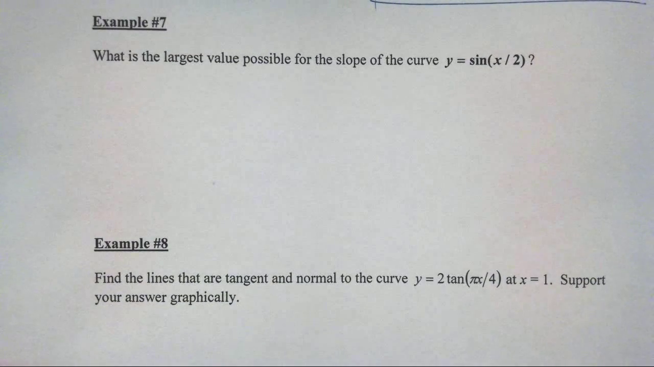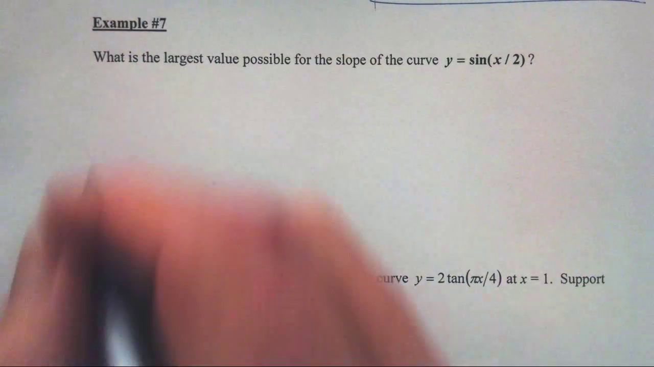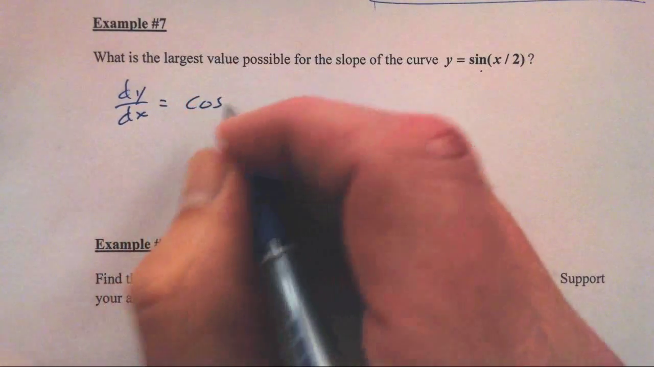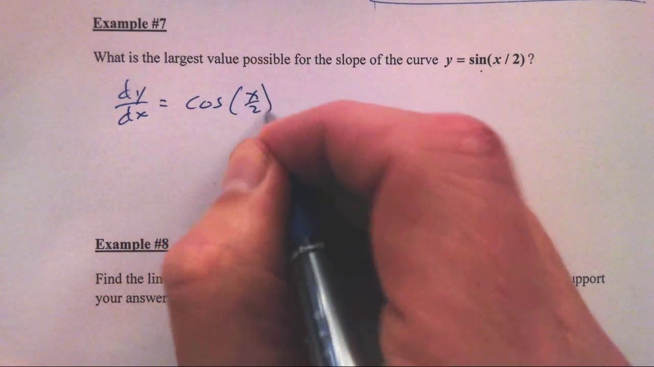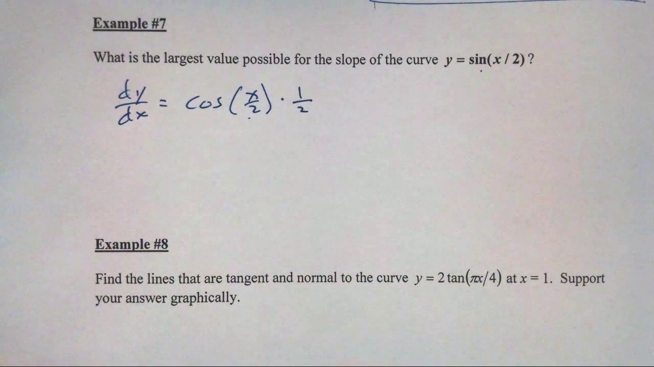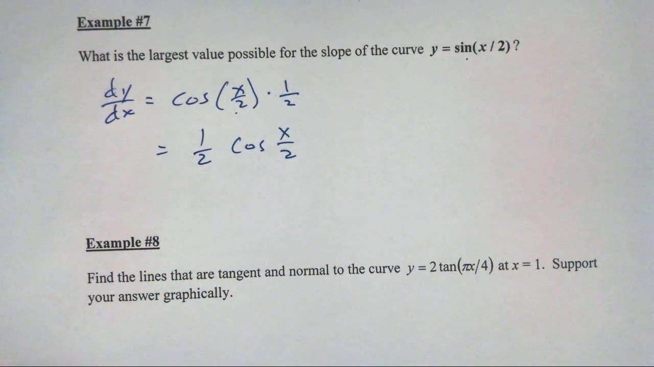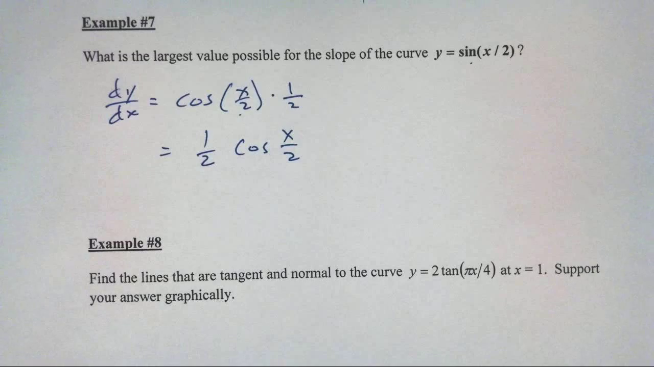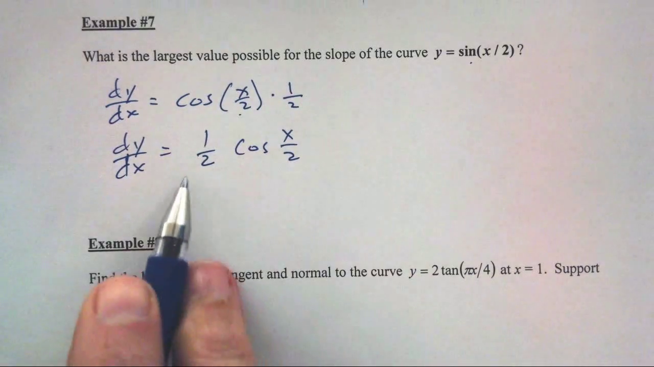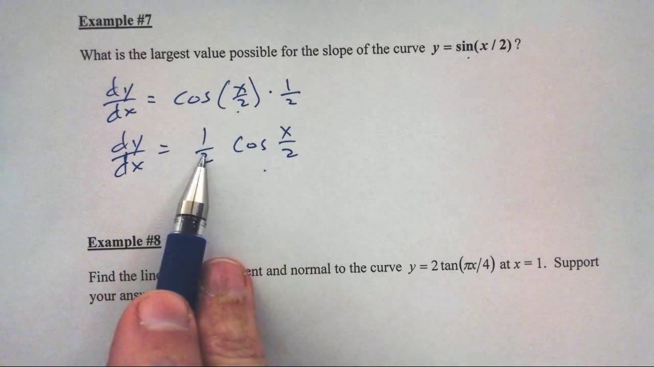What is the largest value possible of the slope of? Oh, I don't know. Seems kind of crazy, but let's go ahead and find the slope formula. dy dx, they're talking about slopes. Derivative of sine, cosine of x on 2 times the inside derivative 1/2, or 1/2 cosine of x on 2. Well, what is the largest derivative or the largest slope we can have? Well, this is the slope. And what is the biggest value that cosine of x on 2 times 1/2 can have?